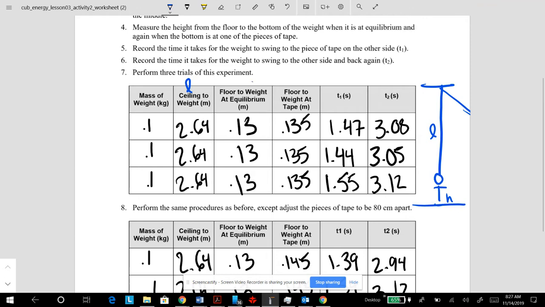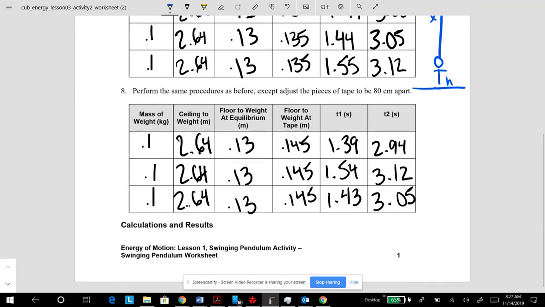This part is going to be your H2. That's what I call it. This will be your H1. And H1 is when the pendulum is being dropped. So it's the height from where the pendulum is dropped to the floor. And this is your times, and then this is your mass. All right. So you should have already collected all this data from the last one.